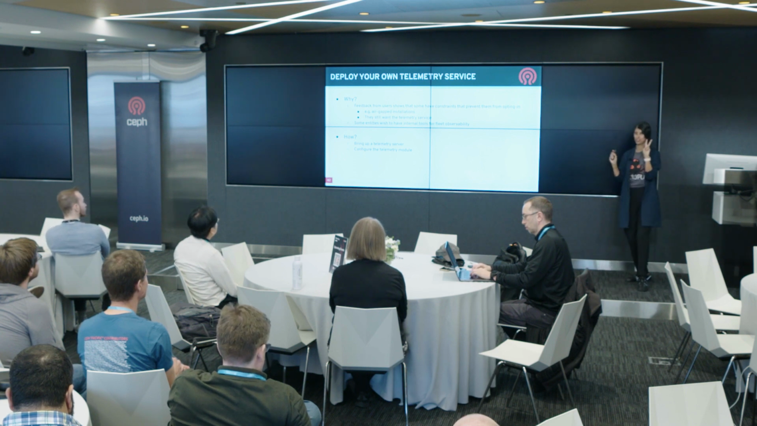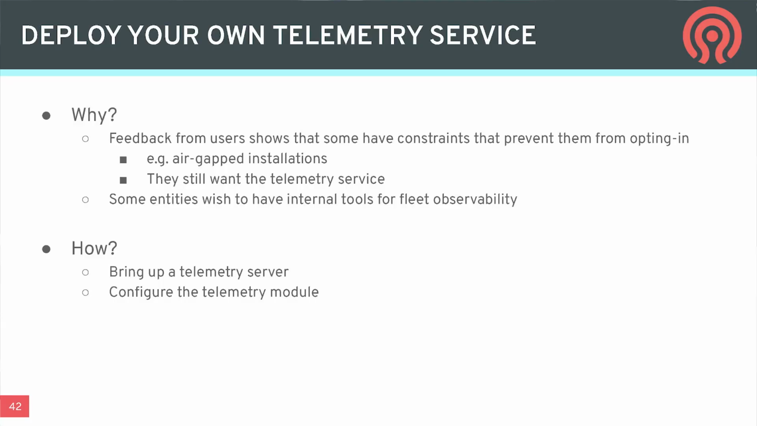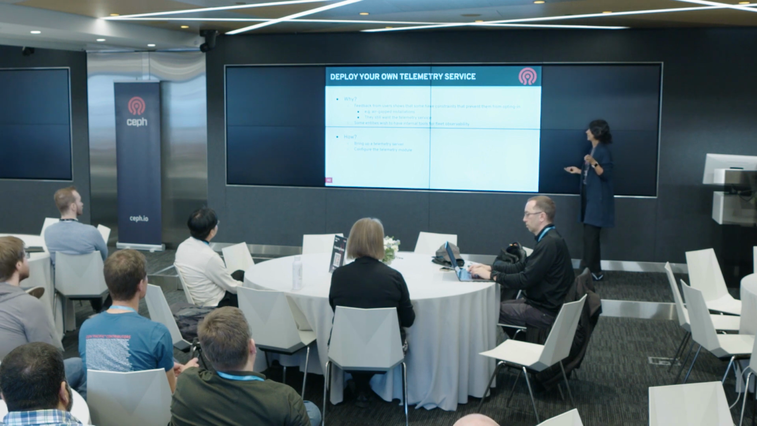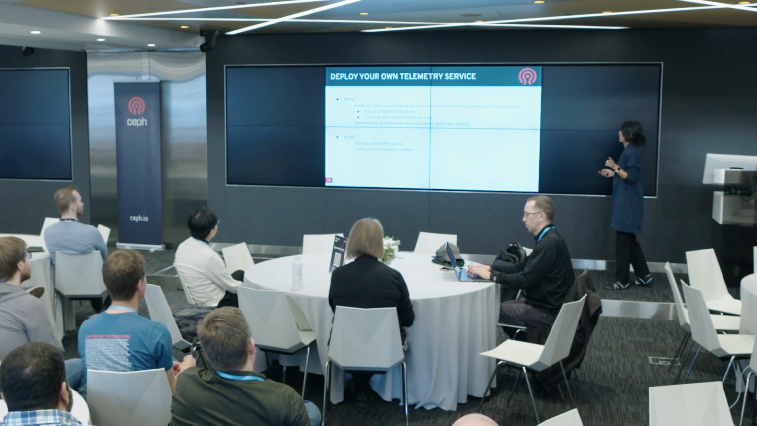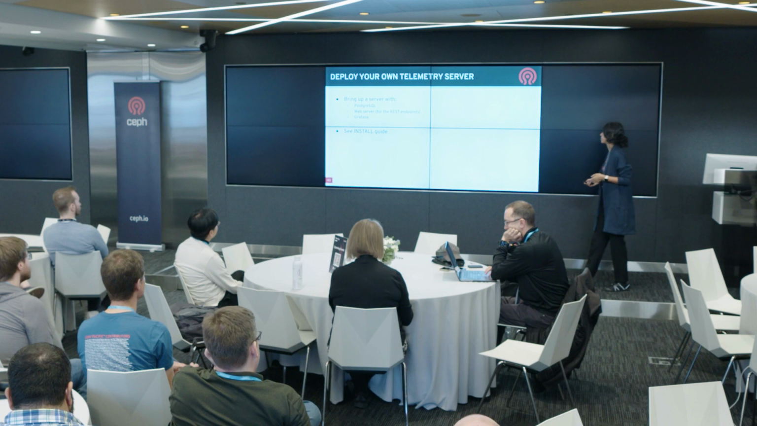Okay, two more slides. Let's say that you want to deploy your own telemetry service, and the reason for that would be that sometimes you might have constraints. The cluster can be air-gapped, or you want to have some more observability in your own fleet. You need to do two things. You need to bring up a telemetry server and to configure the telemetry module. In order to bring up a server, you'll need the Postgres database, the web server, and Grafana. And we have a detailed install guide in our repo.